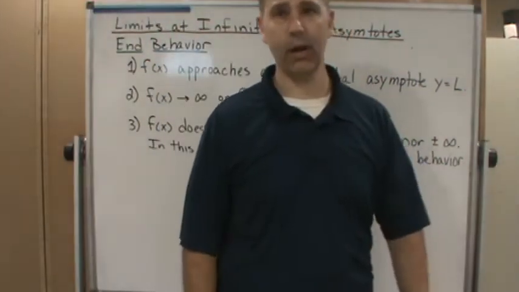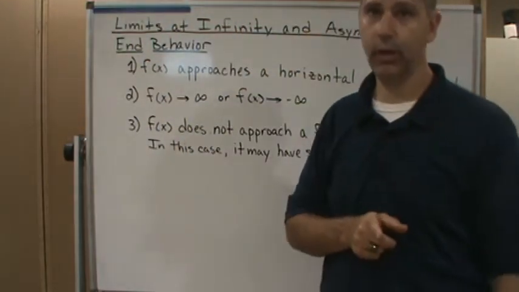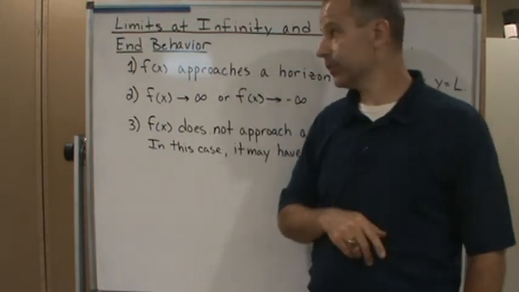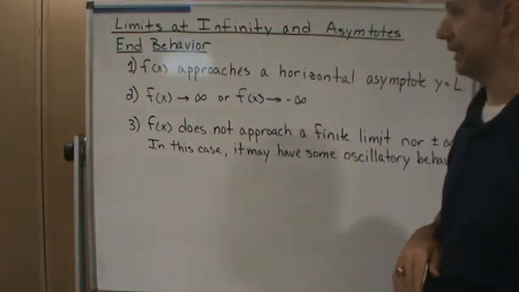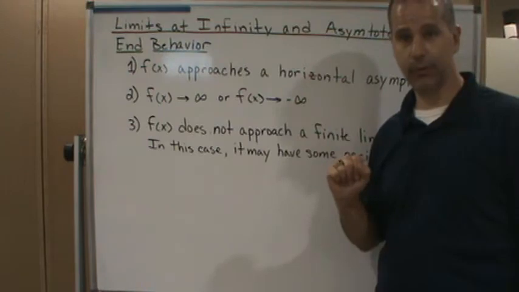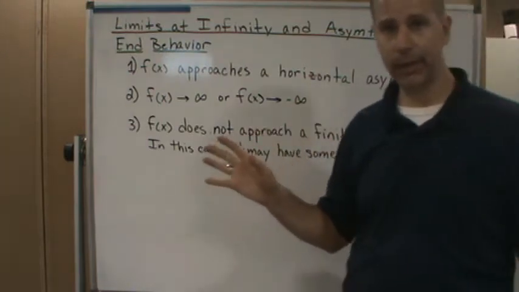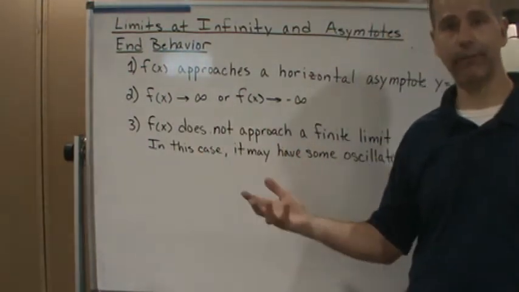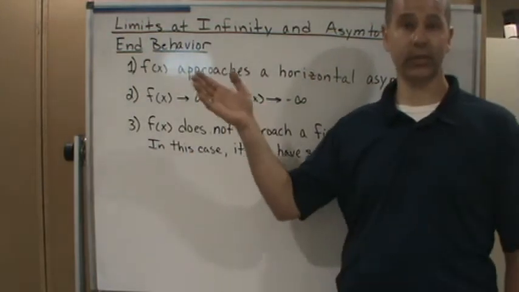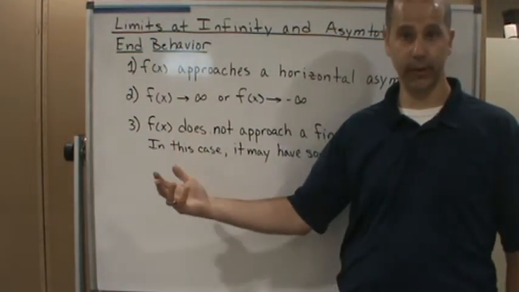Okay, so welcome back, and now we're going to take a look at end behavior for a function. For example, we're going to see that three things can happen for end behavior. So what do we mean by end behavior? It means what's the graph of the function doing when x goes to either positive or negative infinity.